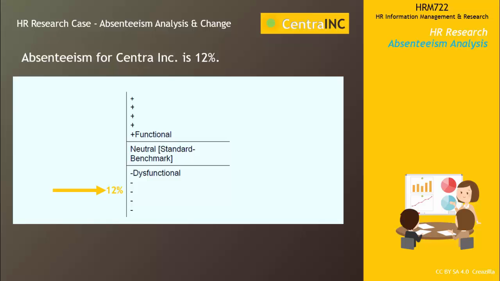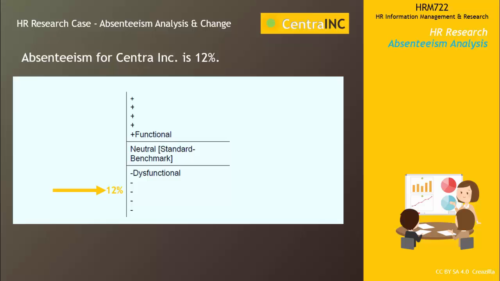So I could say 12% might be functional. It might be good. That's like saying your blood sugar or your alcohol level is always bad. Any sugar, any alcohol is bad for you. But there's always that tolerable zone up to which you're okay to have it in moderation, and that will be your standard benchmark. So now for Centra Inc.